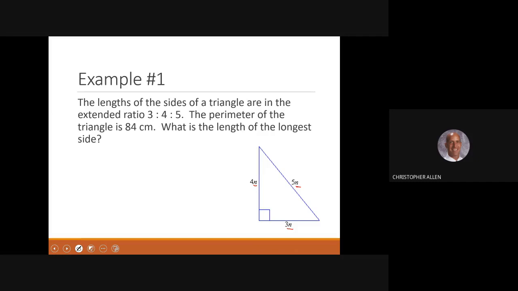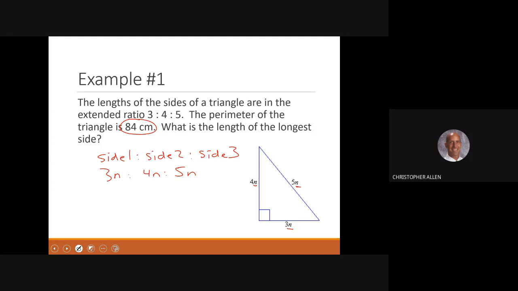So in order to solve this, we're basically going to say that side 1, let's call it side 1, is to side 2 is to side 3. In other words, 3n is to 4n is to 5n. This is the extended ratio for this particular problem, this triangle. That's all we know. However, you've been given some extra information here.